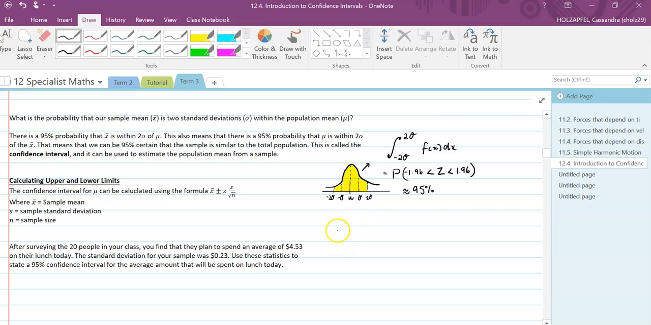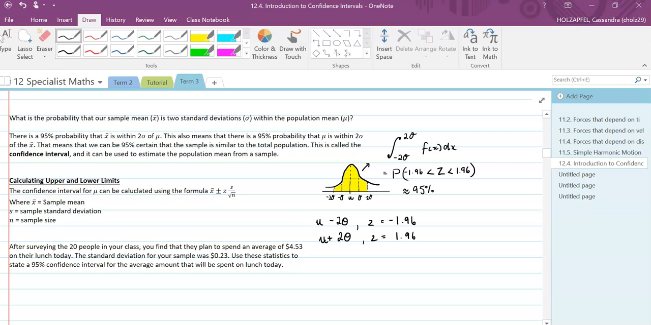Now, if we have a standardized deviation, which we do, then we can use the z-scores. At negative 2 standard deviations from the mean, our z-score is equal to negative 1.96, while at positive 2 standard deviations above the mean, z is equal to positive 1.96. So what I'm looking for is the probability that it falls between negative 1.96 and positive 1.96, which is about a 95% probability.